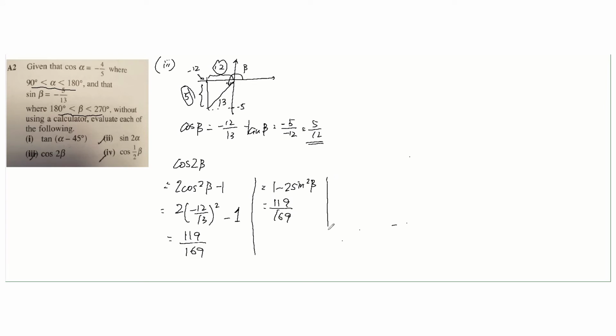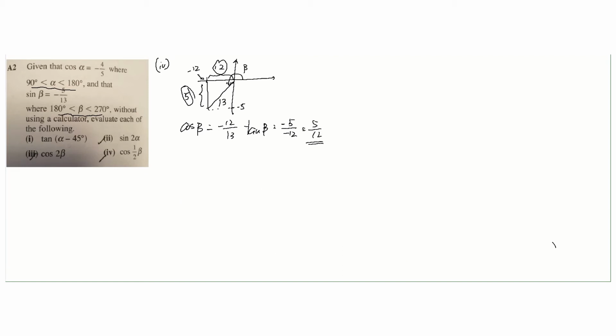Or another trigo identity you can use for cosine 2 beta is cosine square beta minus sine square beta. Either one of these three are acceptable, yeah? So they should be negative 12 over 13 square minus negative 5 over 13 square. And this should lead you to 119 over 169 as well. You just have to show me either one of this set of working. It's all acceptable.